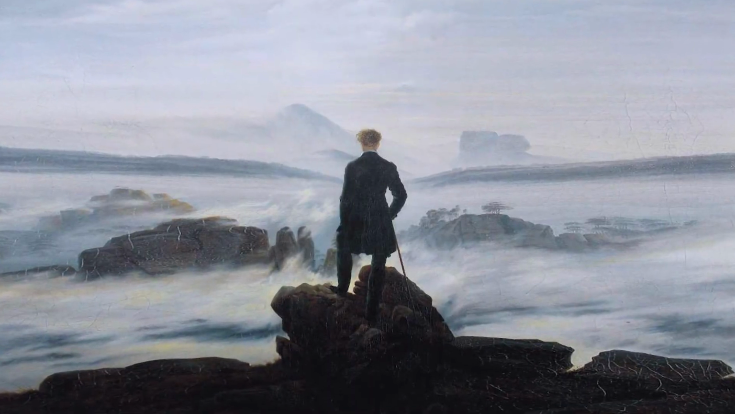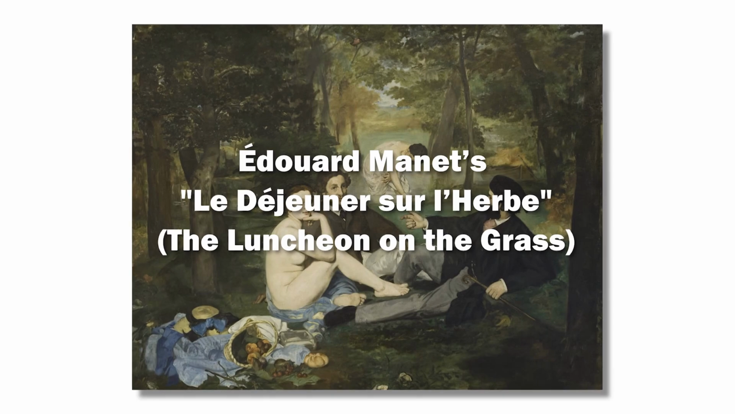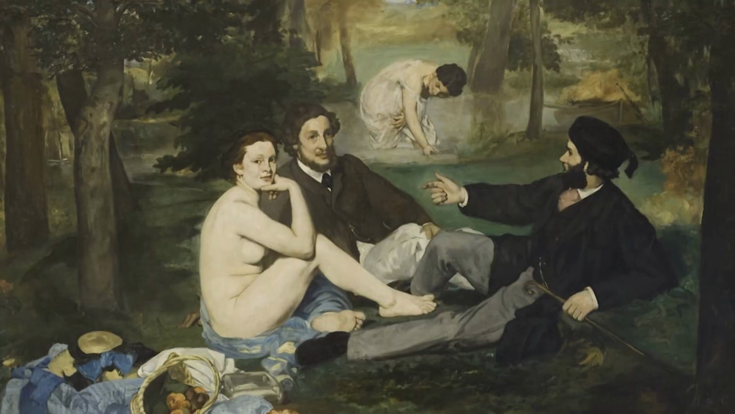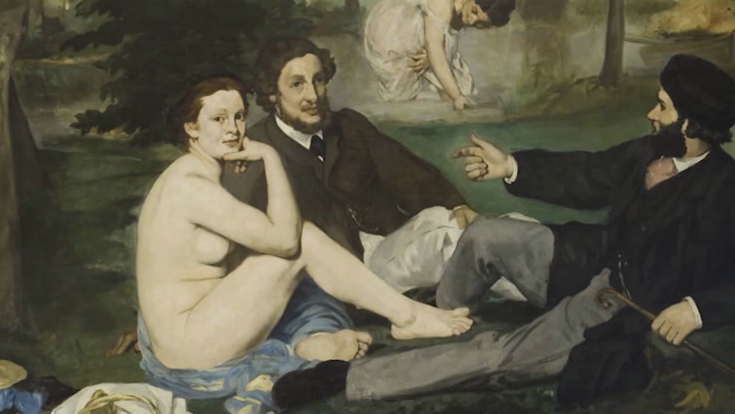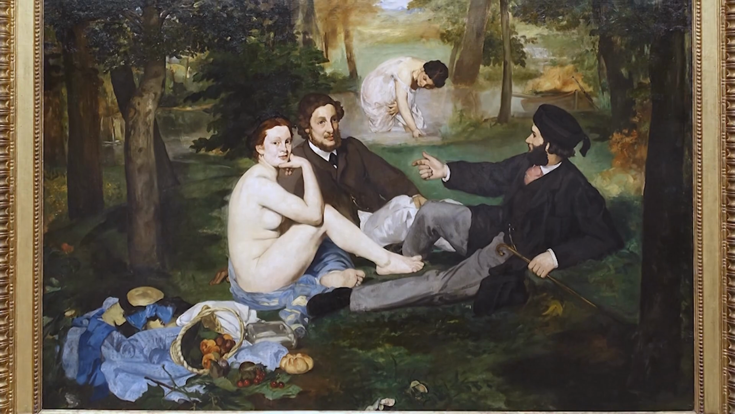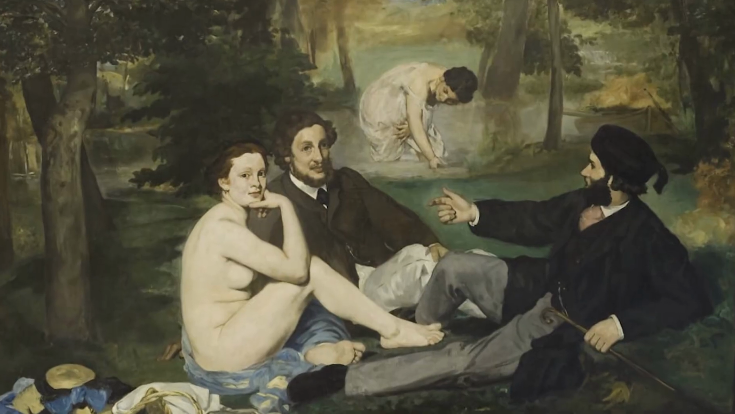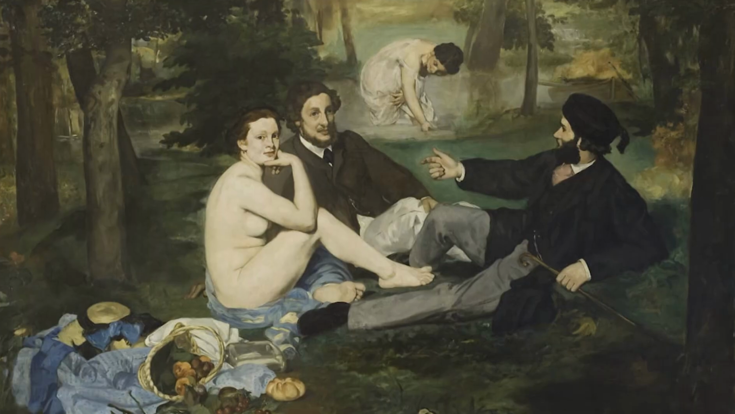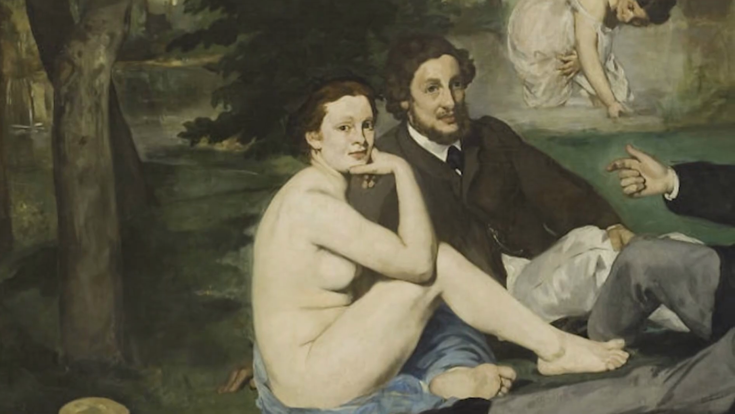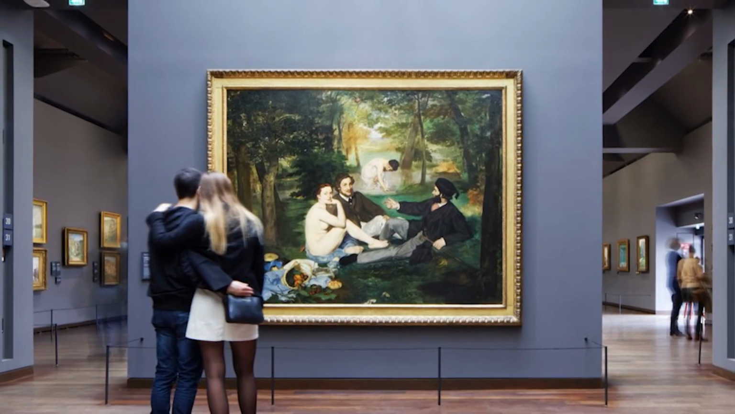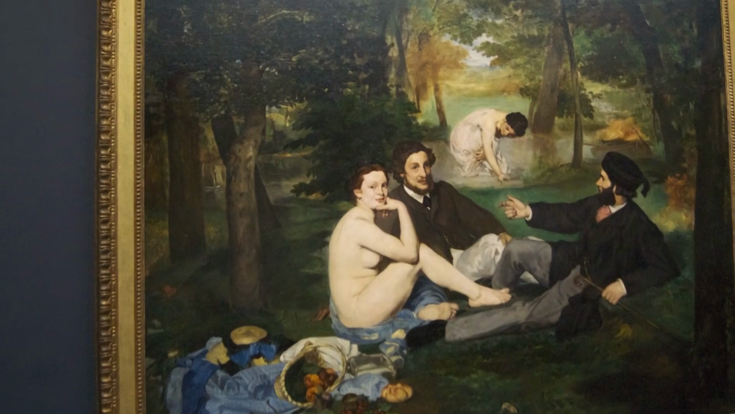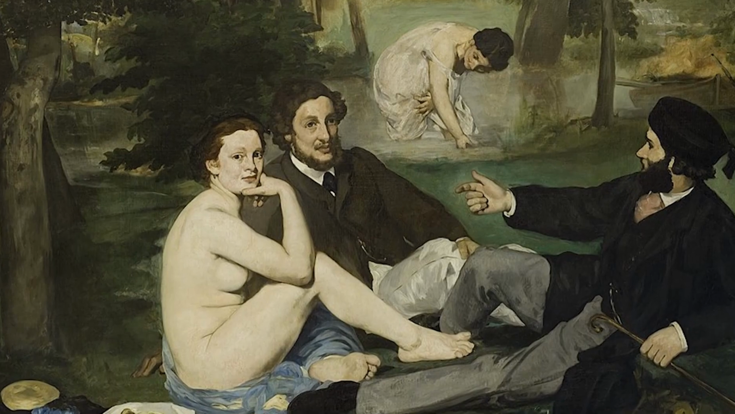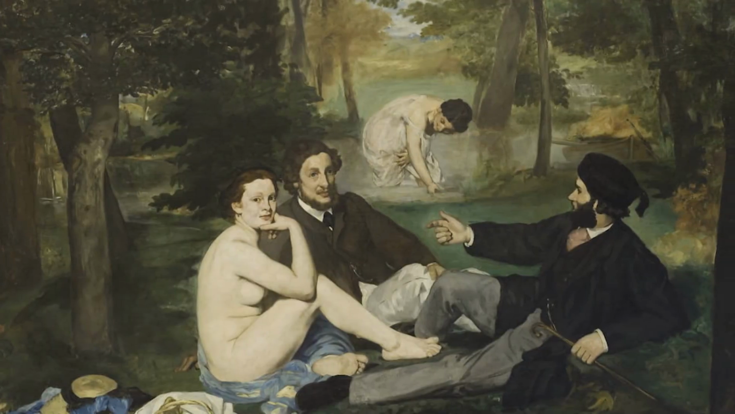Let's take a step back in time to Edouard Manet's Le Déjeuner sur l'herbe, The Luncheon on the Grass. First exhibited in 1863, this painting features a nude woman casually sitting with two clothed men in a rural setting. While nudity in art wasn't new, it was the context that shocked people. The woman wasn't a mythological figure or biblical character. She was a contemporary woman staring confidently at the viewer. Manet's work broke the rules of classical art, challenging conventions about how the female body could be portrayed.